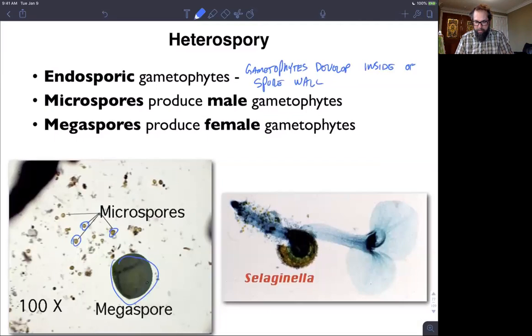And so here in Selaginella, we can see the megaspore wall. This one would have had an archegonium and an egg inside of it. That egg gets fertilized by sperm. Those sperm are swimming sperm still. And we have the young sporophyte coming right out of that spore wall. Okay, so that's our heterospory.